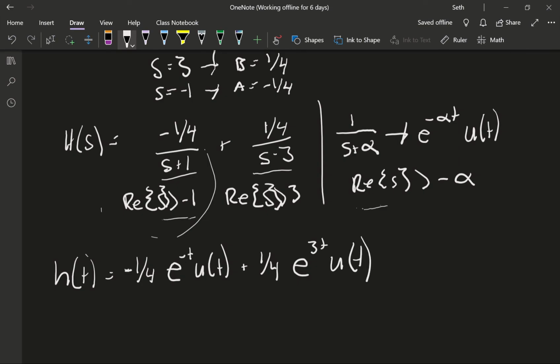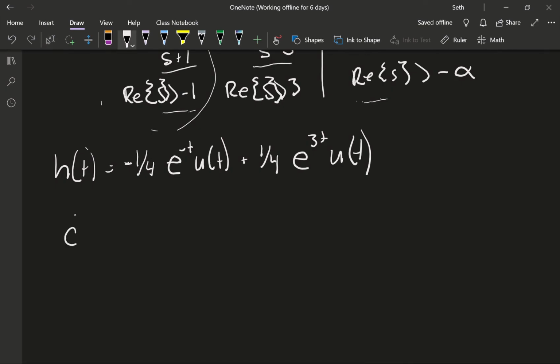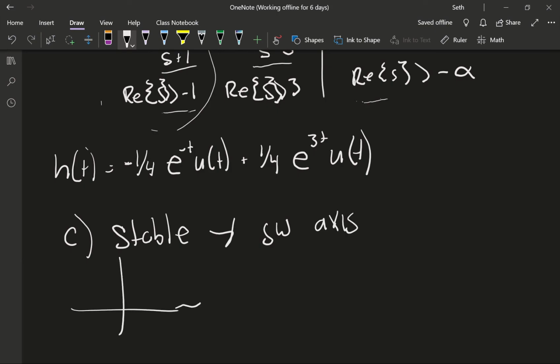Okay, so that's part B. So now part C is asking us to determine h of t if the system is stable. If the system is stable, we know that it has to include the j omega axis, otherwise known as the imaginary axis. So a region of convergence would be this.